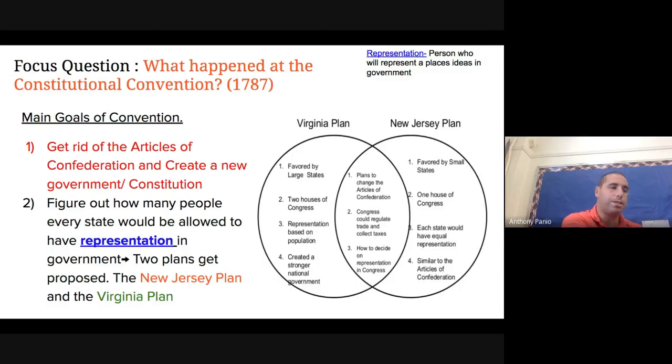So when they arrive in 1787, they see that the Articles of Confederation is a bit of a problem. They're going to take the Articles of Confederation and look at it, and they're going to say, okay, we have some things here that work. We definitely want to keep some of these things. They want to make changes, though. They want to edit and revise the Articles of Confederation.